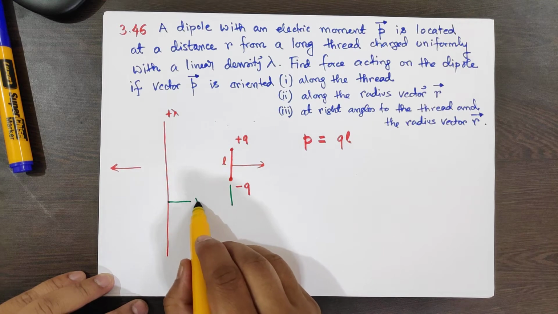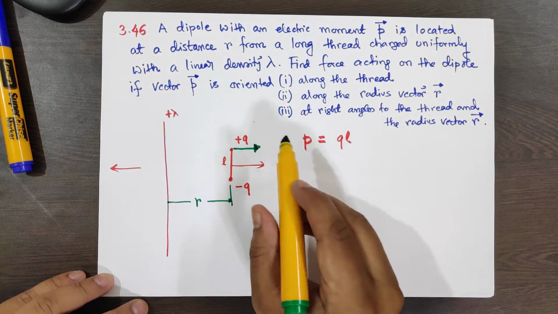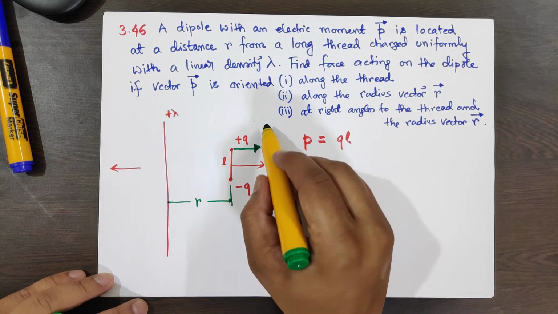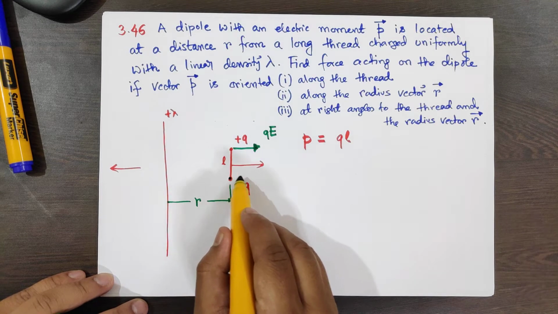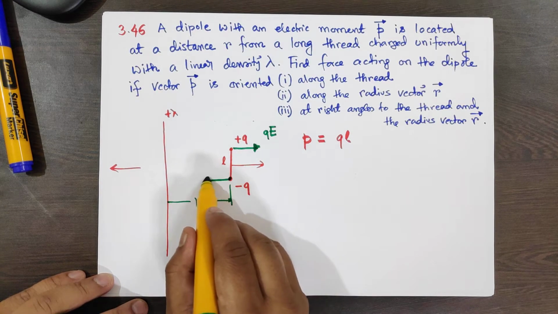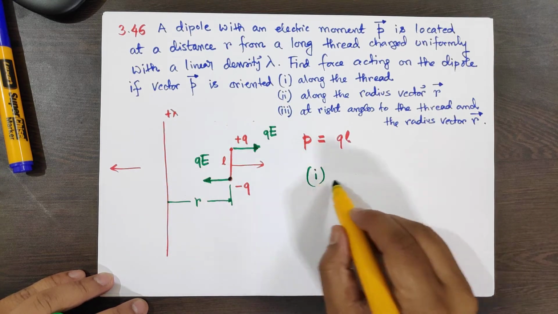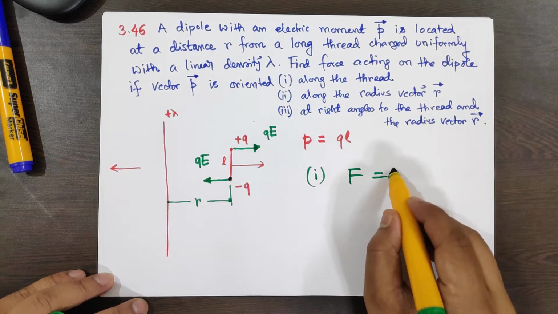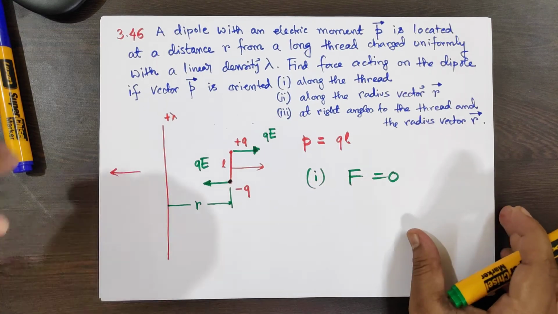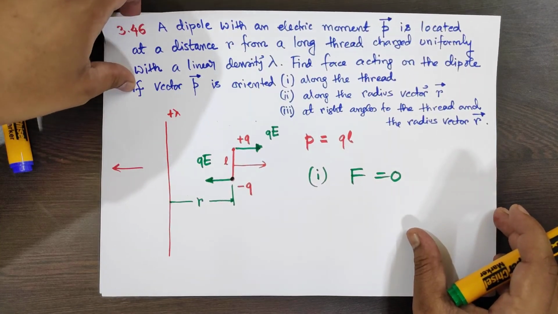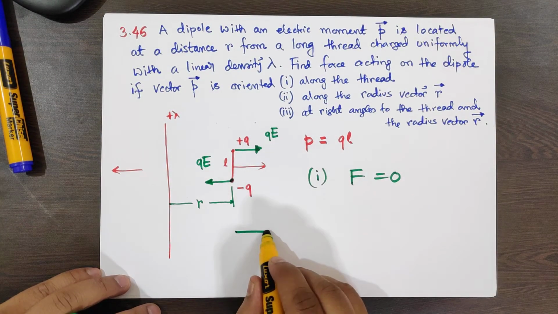The force has to be 0, though there is a torque, because it is equidistant, right? So it is at a distance r. Here the field is, suppose, E. So this force is q into E at this place, and here also the field is E, and as the charge is negative, the force is qE. So for the first case, the value of the force will be 0, though there is a torque.